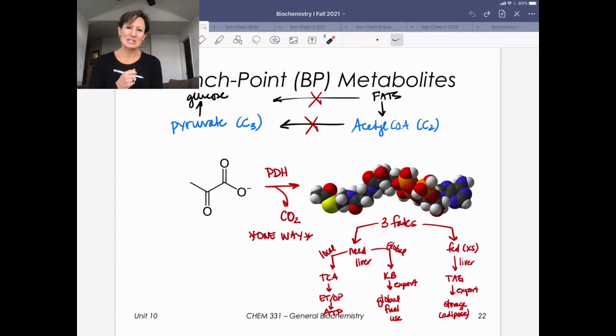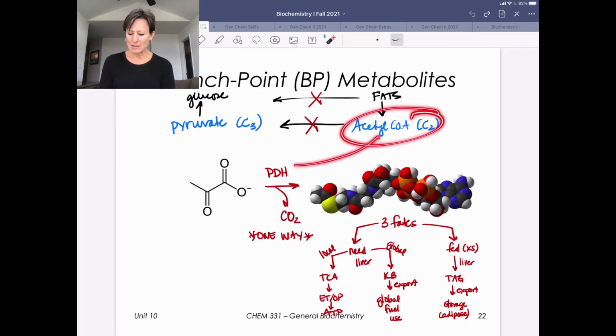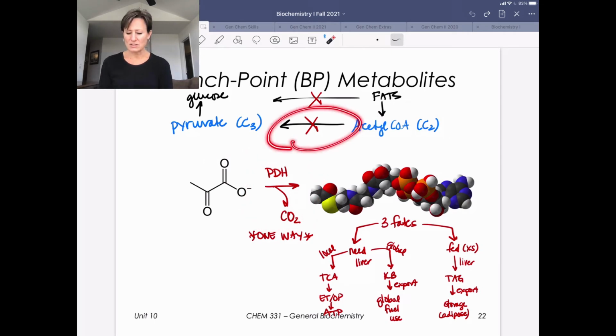A little bit more again on branch point metabolites. Two that I want you to remember right now are pyruvate, that's our 3-carbon branch point metabolite, and then acetyl-CoA is our 2-carbon branch point metabolite. So when we think about these, they're called branch point metabolites because lots of things feed in or out of metabolic pathways at these molecules. That's why we call them branch point metabolites. So pyruvate can be converted into acetyl-CoA by pyruvate dehydrogenase chemistry, reminding ourselves that this is a one-way reaction.